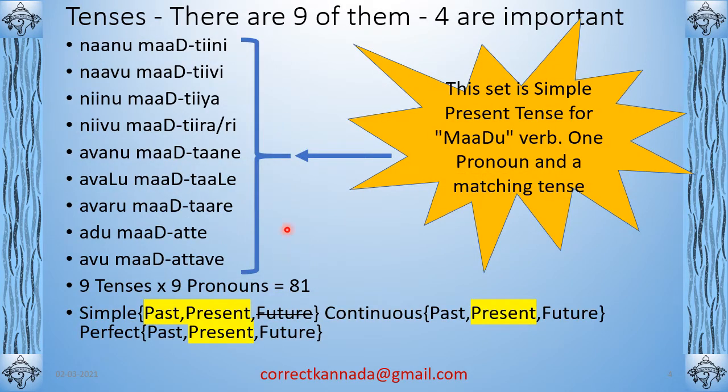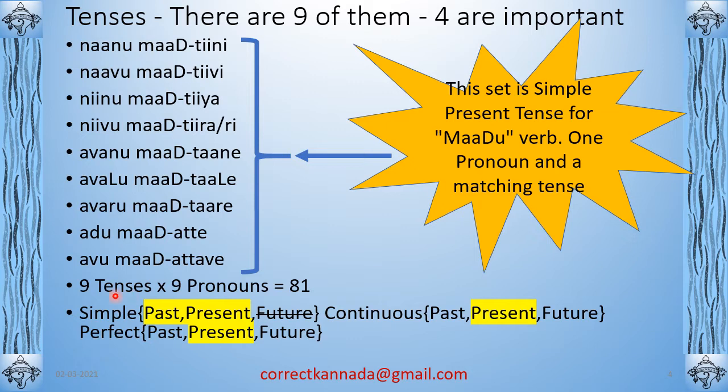Then tenses. Tenses are nothing but you take a verb and add a suffix that corresponds to the pronoun. Nanu martini, navu martivi, ninu martiya, nivu martira or martiri, avanu martane, avalu martale, avaru martare, adu madatte, avu madattave. Madu means to do. You take the verb, add a suffix, and there is a unique suffix for every one of the 9 pronouns. You just need to learn the suffix for every tense.